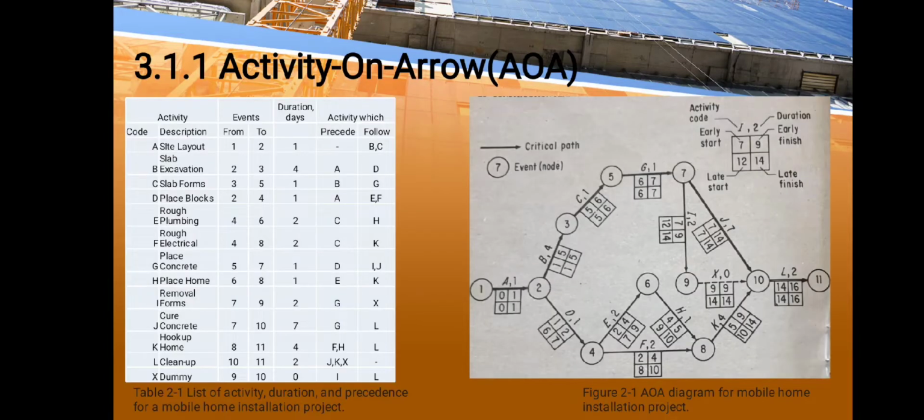Activity. It is a specific job or task that has to be performed. Normally, time is required to complete an activity. For example, cure concrete is an activity in the above example. Event. The start or completion of an activity. It requires no time in itself and is usually indicated on the AOA diagram by a number enclosed in a circle. The event is sometimes referred to as a node.